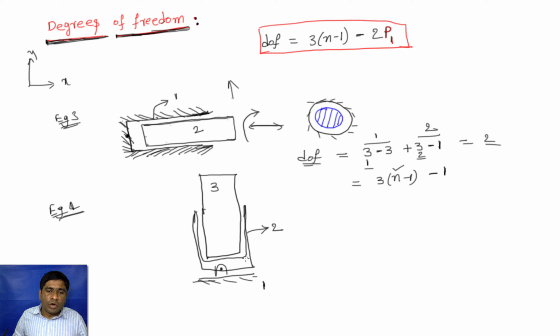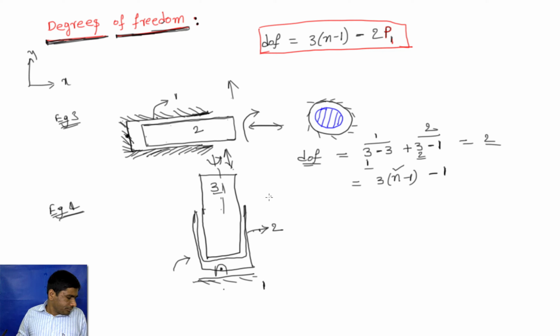So here body 2 is only rotating with respect to body 1, and body 3 is translating in the body 2 as well as rotating about this axis. Actually, if you draw an axis here like this, it is rotating about this axis. So body 3 has 2 degrees of freedom with respect to body 2, and body 2 has only 1 degree of freedom with respect to body 1.